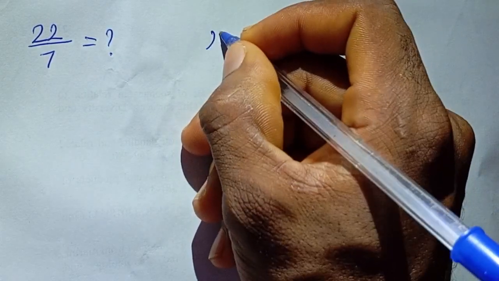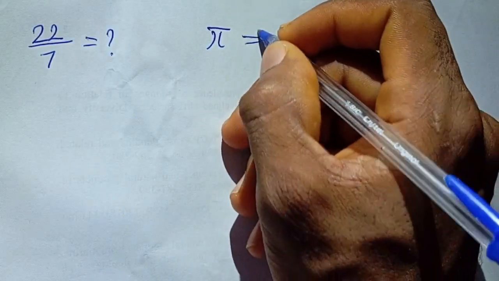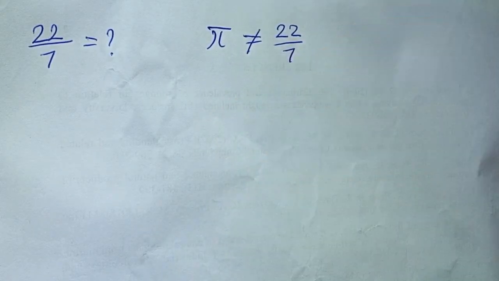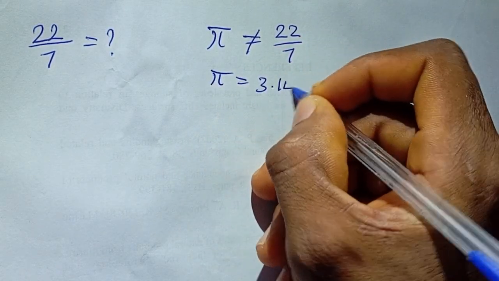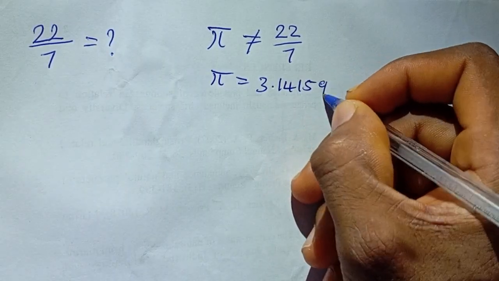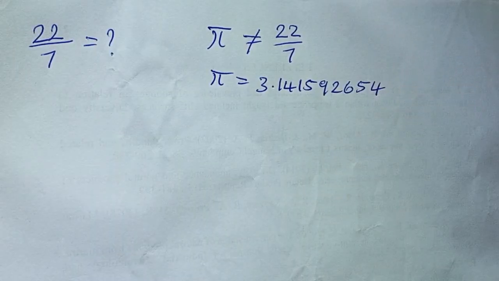In a recent video, we argued that pi is not a rational number. We argued that pi is not equal to 22 over 7. Why? Because pi is not a rational number. 22 over 7 is an approximation. So the actual value of pi is equal to 3.141592654 and so on. This is the actual value of pi.